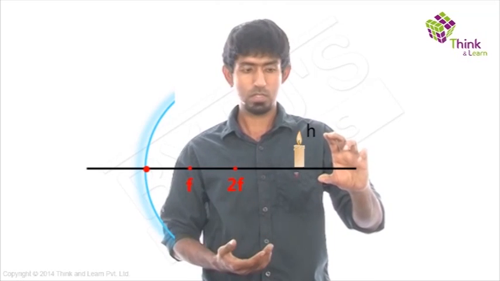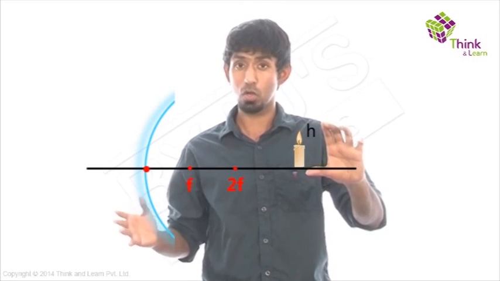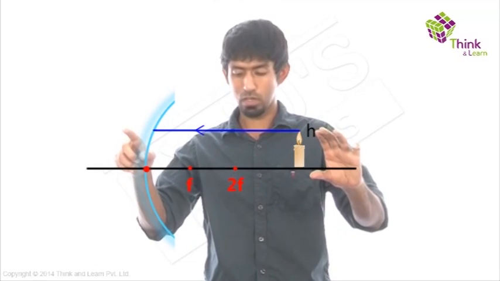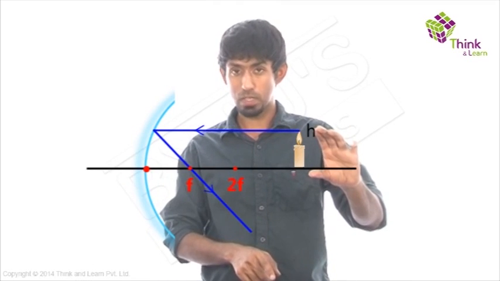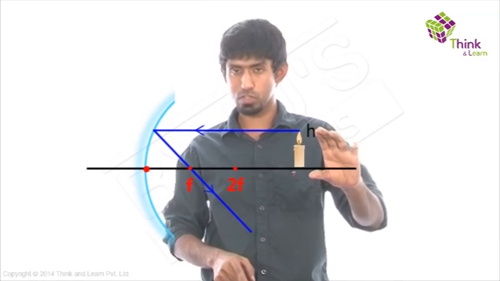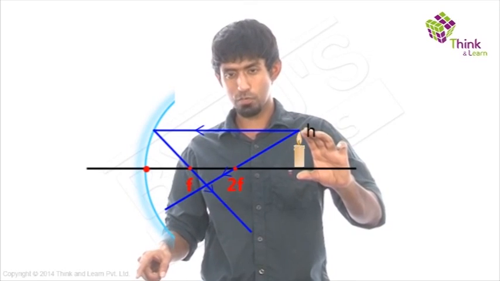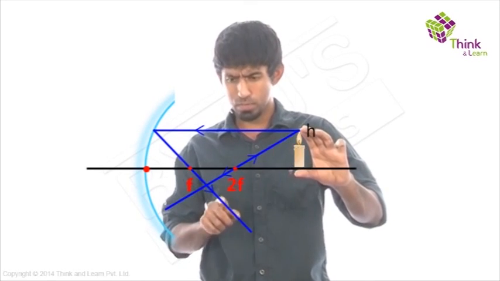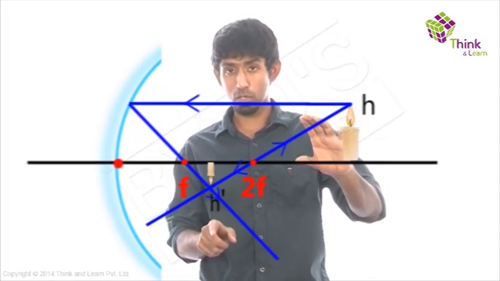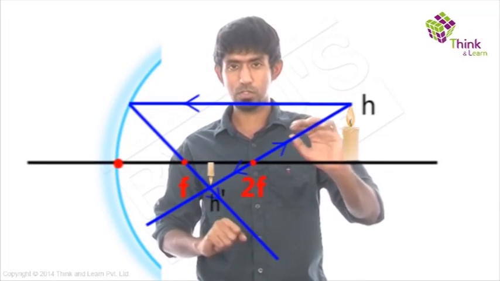Now let us see what happens and where the image forms by our known method. Take one ray and draw. That's right. The parallel ray is going to go through the focus and the other ray that's going through the center of curvature is going to come back that way. So where is the image forming? There. And that's the top part of the image. This is the bottom part. So that's where the image is going to be.